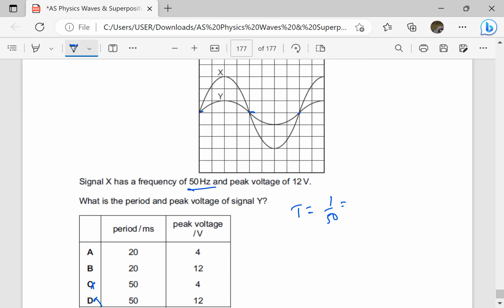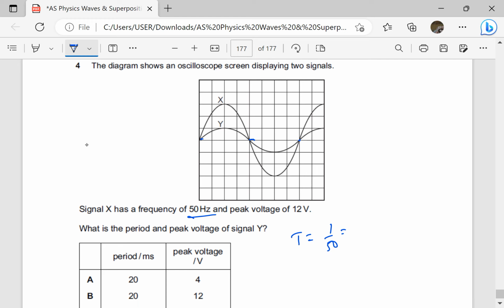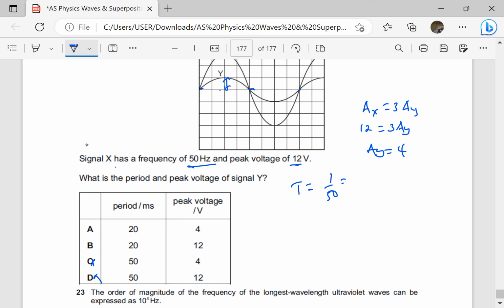Then the peak voltage, signal X has a frequency 50 and peak voltage 12 volts. So you see that the amplitude of X is 3 times amplitude of Y. So if X is 12, this is 3 times amplitude of Y, so amplitude of Y is going to be 4. So, what is the period and peak voltage of signal Y? Amplitude of Y is 4, so the answer is going to be A.